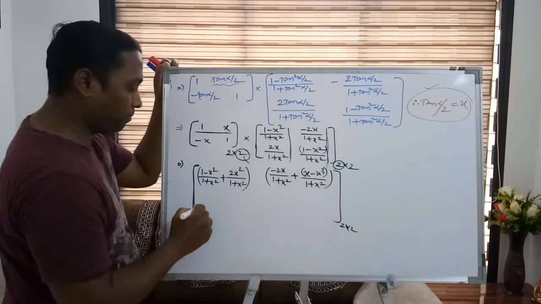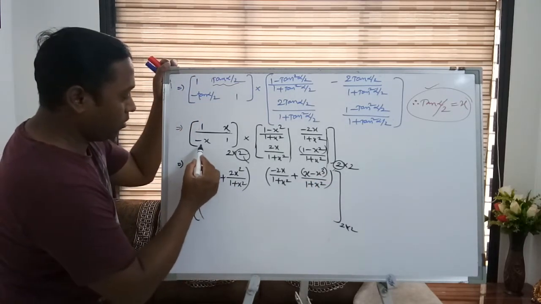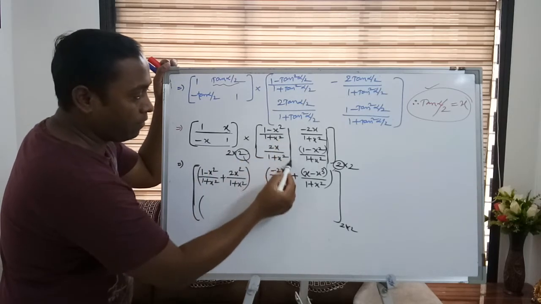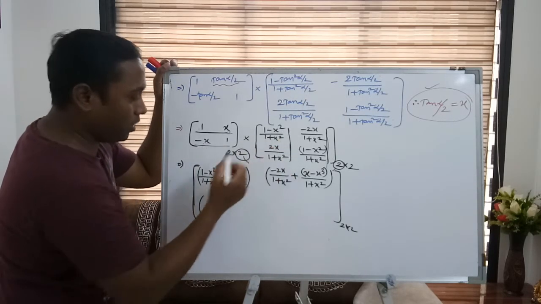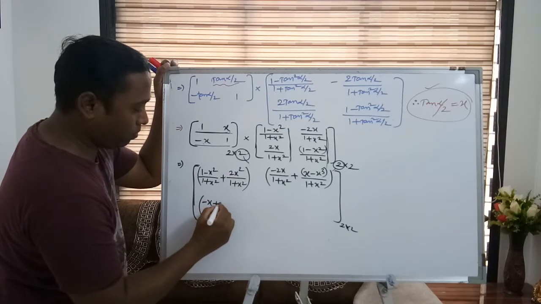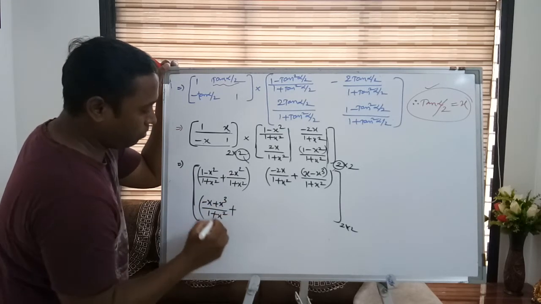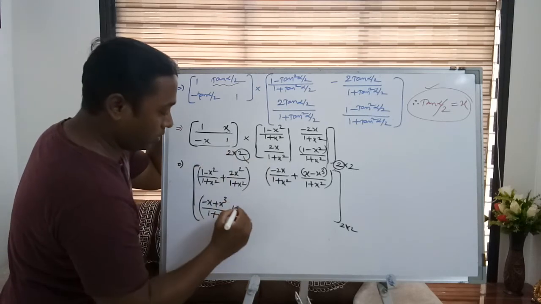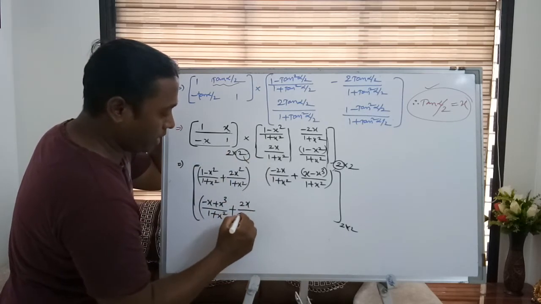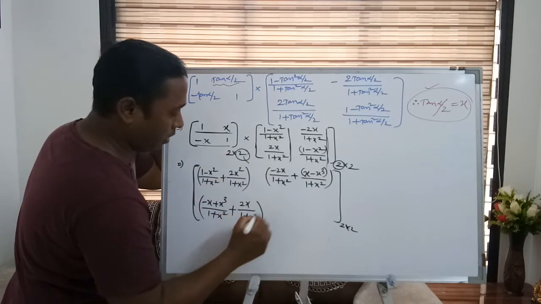This is done. And the third one: here second row multiplied by first column. Minus x into this would be minus x plus x cube by 1 plus x square, plus 1 into this, it would remain the same, so 2x by 1 plus x square.